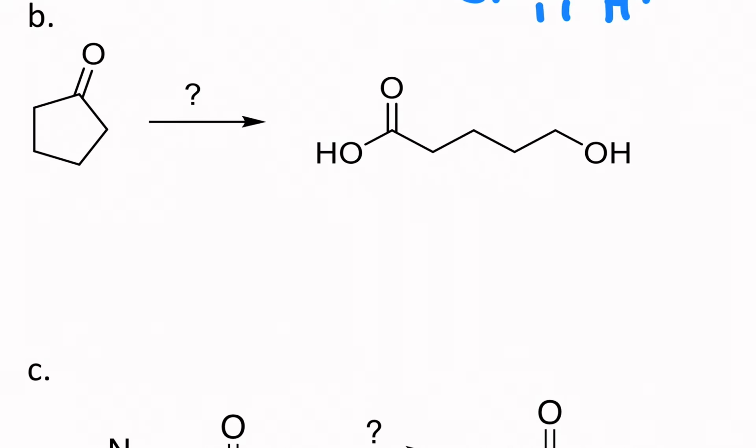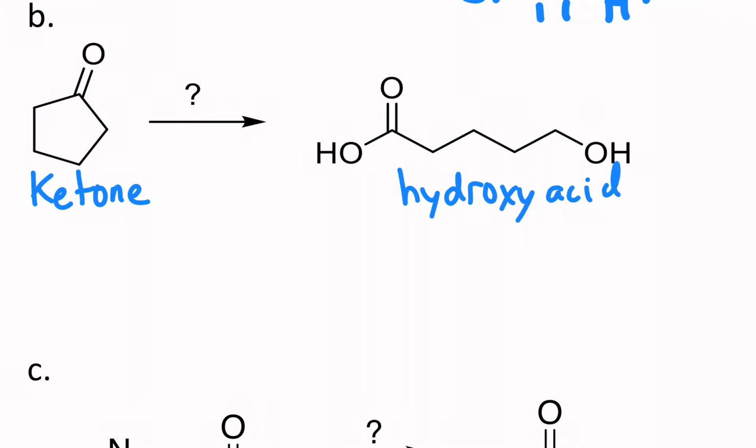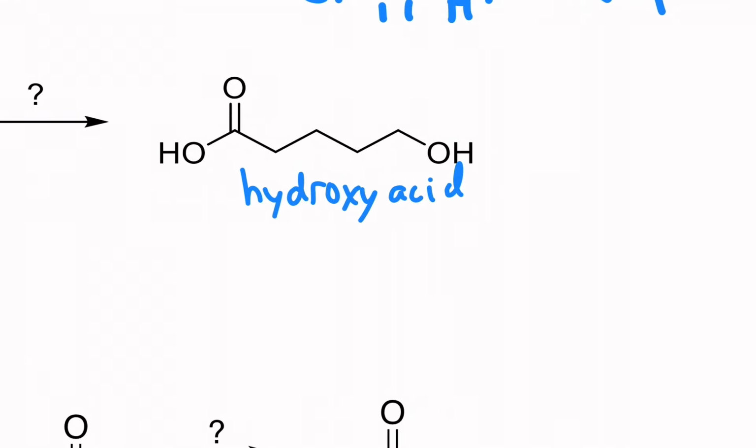In B, we have a ketone, cyclopentanone, and I want to make something with an alcohol and an acid, so I want to make a hydroxy acid out of this. I'll check my carbon count real fast. We have 5 carbons in the beginning, and it looks like I have 1, 2, 3, 4, 5 in the product, so I actually don't want to gain or lose any carbons. So I'm going to think backwards. How do you make carboxylic acids?